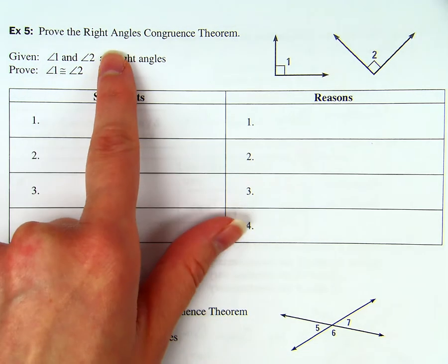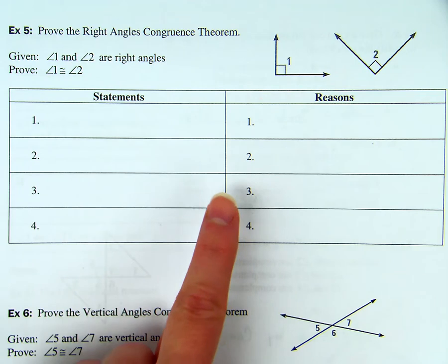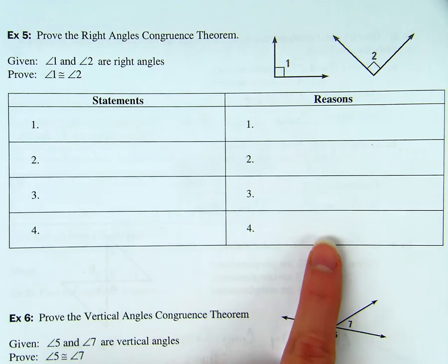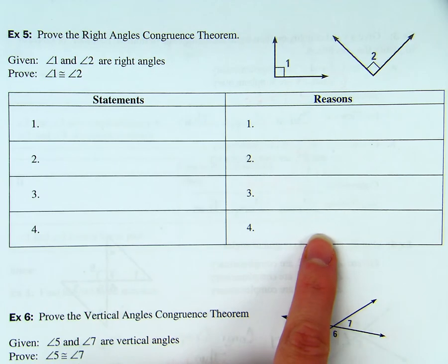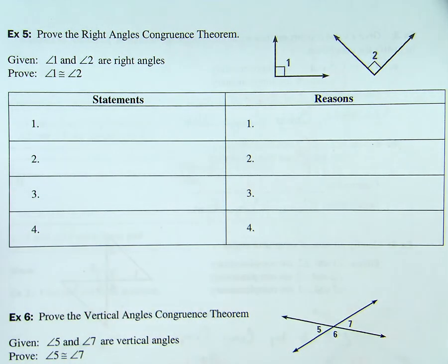Now, our first proof is actually going to prove one of our theorems from this section. It is the right angles congruence theorem. It is important to note before we begin our proof that we cannot use this theorem as a reason in this proof. Consider defining a word. If you're defining a word for someone and telling them what it means, you're not going to use that word in the definition. They don't know what the word means, so using the word as part of its definition is not going to be helpful.